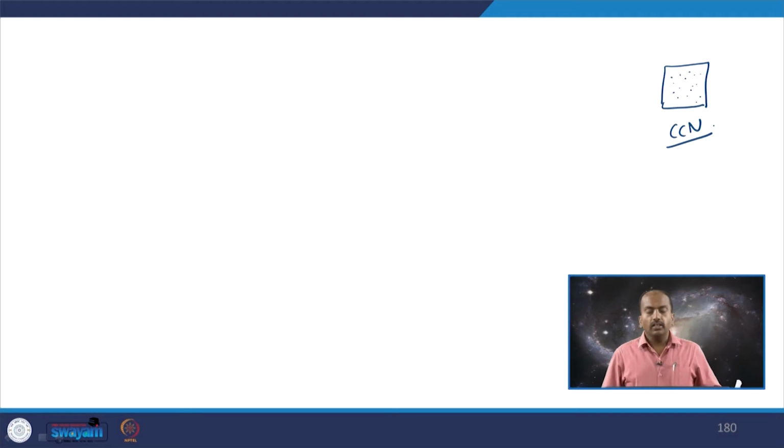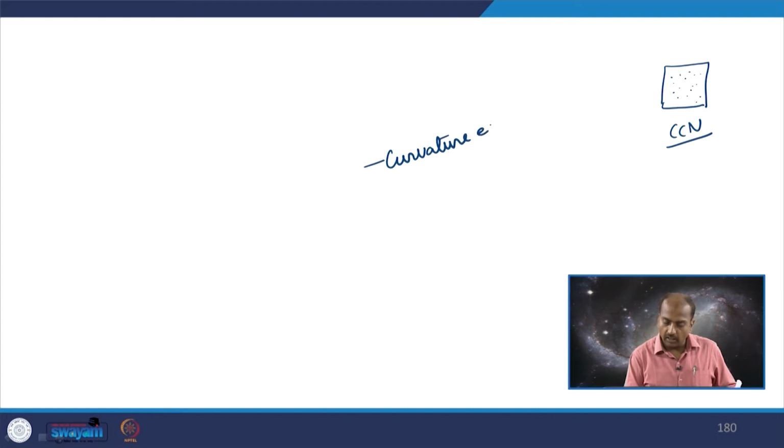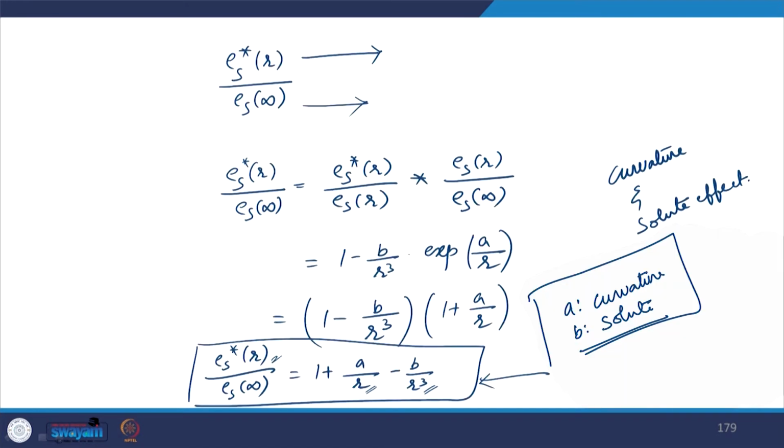So, having said that, we have seen the curvature and the solute effects. These are very important in understanding the cloud formation. We have also obtained an expression for that, right. So, this is the combined expression which gives the saturation vapor pressure with respect to a curved surface in the presence of a solute, right. We know what these A and B terms are, right.